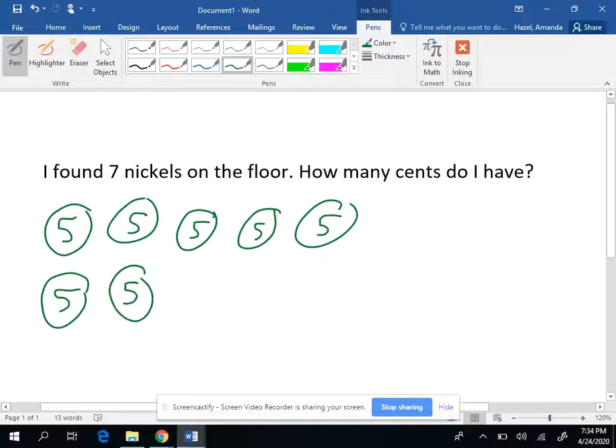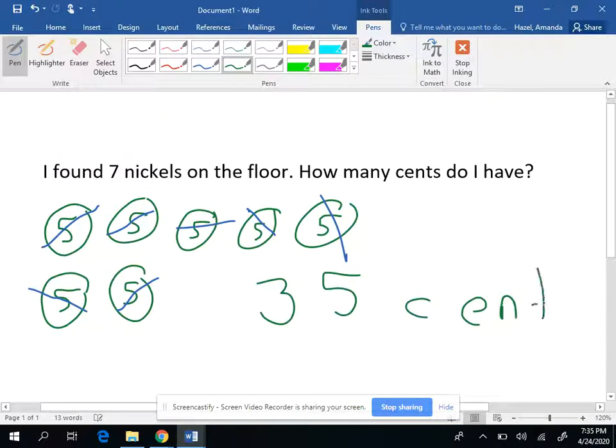Okay. Now, just like we did with dimes when we counted by tens, we can just skip count by fives to find how many cents, because skip counting by fives is one of our favorite things to do. So we go 5, 10, 15, 20, 25, 30. What do I have now? 35. So I have 35 cents. Good.